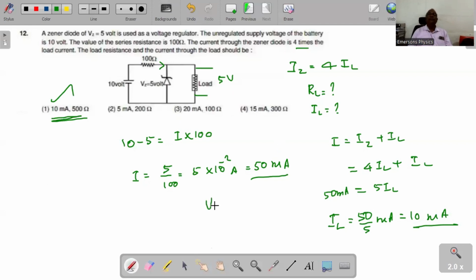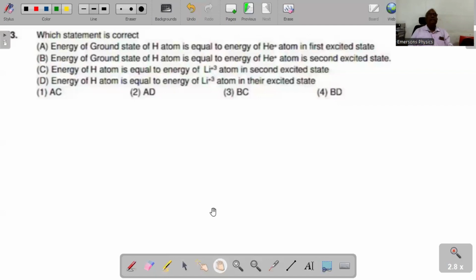Output voltage, the voltage across the load, is equal to current in the load into resistance in the load. So resistance in the load will be equal to voltage across the load by current across the load. Voltage is 5 volt, we know, by current across the load resistance, 10 milliampere, 10 to the power of minus 3. When it goes to the numerator, the load resistance becomes 500 ohm. So the answer is 500 ohm. That's all. Which statement is correct?